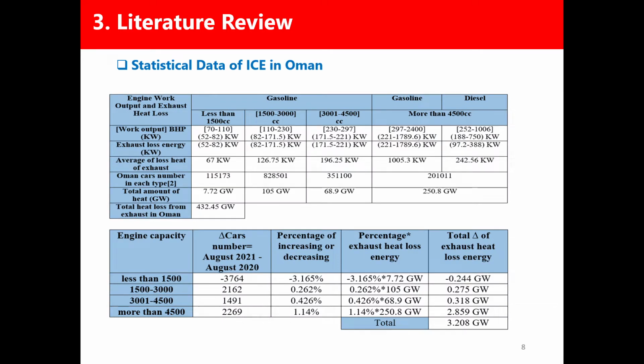Statistical data of internal combustion engines in Oman. The first table shows statistical information of vehicles in Oman collected in August 2021. The table shows different engine sizes of the vehicles with the different types of fuel. It has been found that the total heat loss from exhaust in Oman is 432.45 gigawatt. The second table shows the increase of the heat loss from exhaust from August 2020 to August 2021. The increase was 3.208 gigawatt.